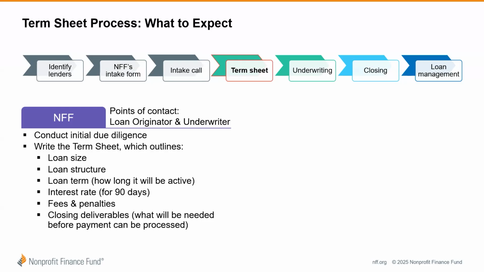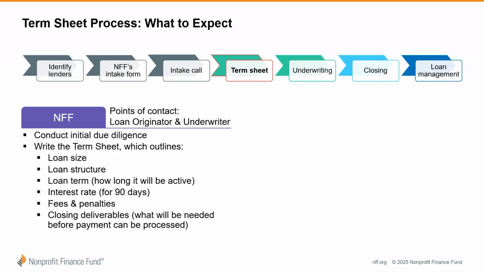It will include any prepayment options or penalties or other fees, like an origination fee or a prepayment penalty. It outlines closing deliverables, like the legal documents that both parties will need to have before any payments can occur. And if there are other conditions to the loan, like a guarantee, then those will be outlined in the term sheet as well.